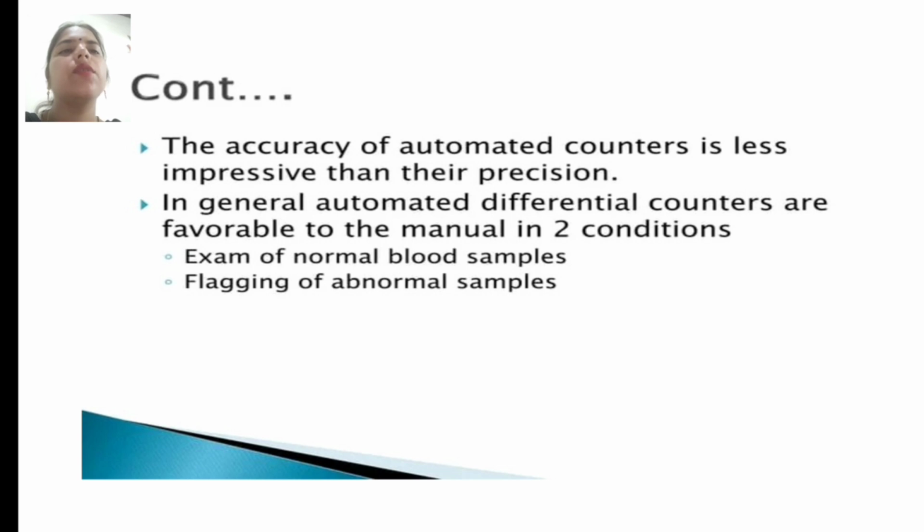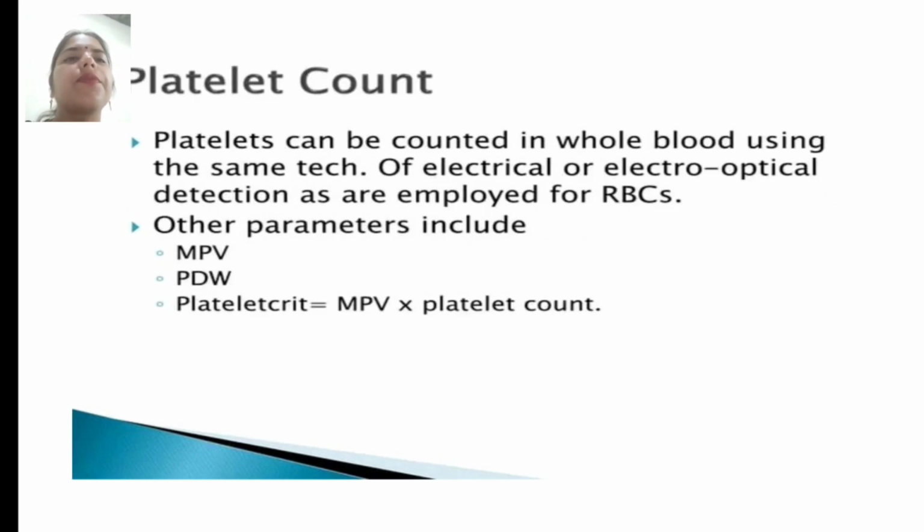Next, the accuracy of automated counters is less impressive than their precision. In general, automated differential counters are favorable compared to the manual in two conditions: examination of normal blood samples, and flagging of abnormal samples.